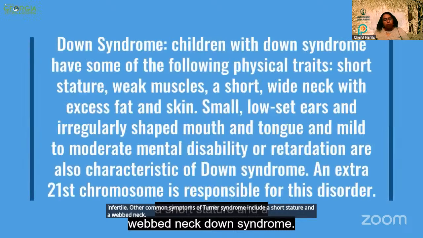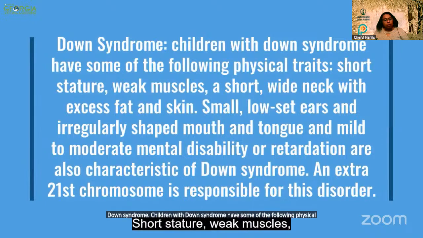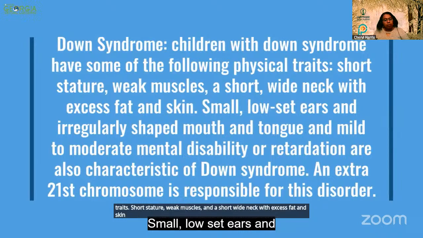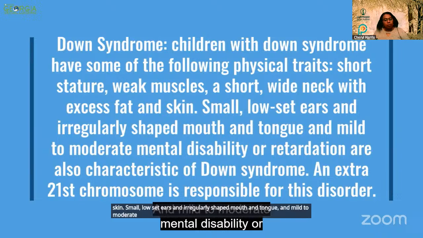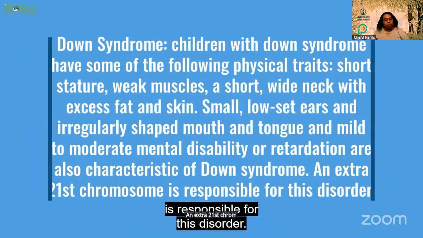Down syndrome. Children with Down syndrome have some of the following physical traits: short stature, weak muscles, and a short, wide neck with excess fat and skin. Small, low-set ears, an irregularly shaped mouth and tongue, and mild to moderate mental disability or retardation are also characteristics of Down syndrome. An extra 21st chromosome is responsible for this disorder.